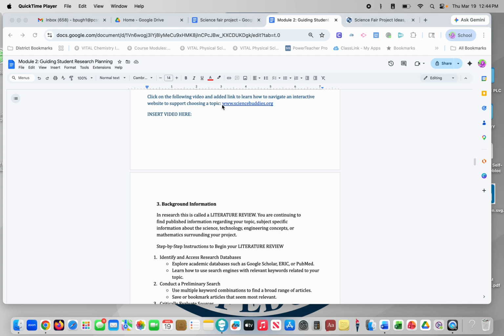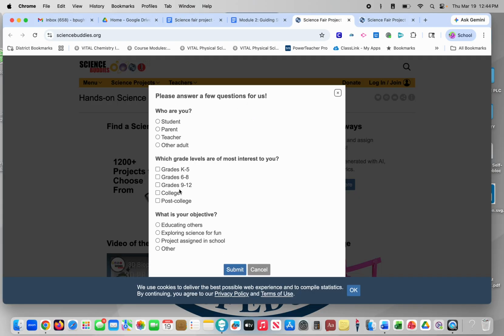Within your module, you were given the link to this website, and I just want to show you how to navigate that. Sciencebuddies.org is an interactive website. It might ask you a couple of questions. We'll say that we're the student. We are in high school, and your objective might be a project.